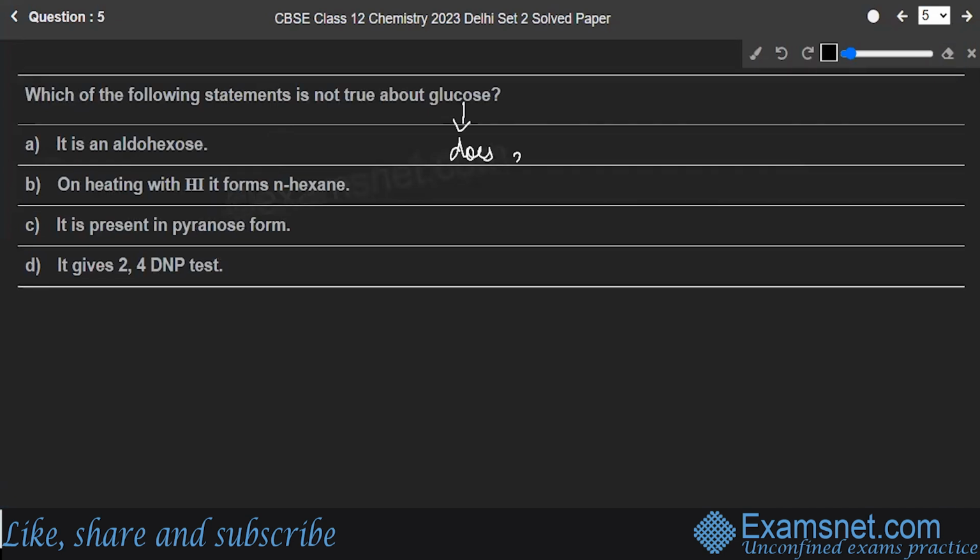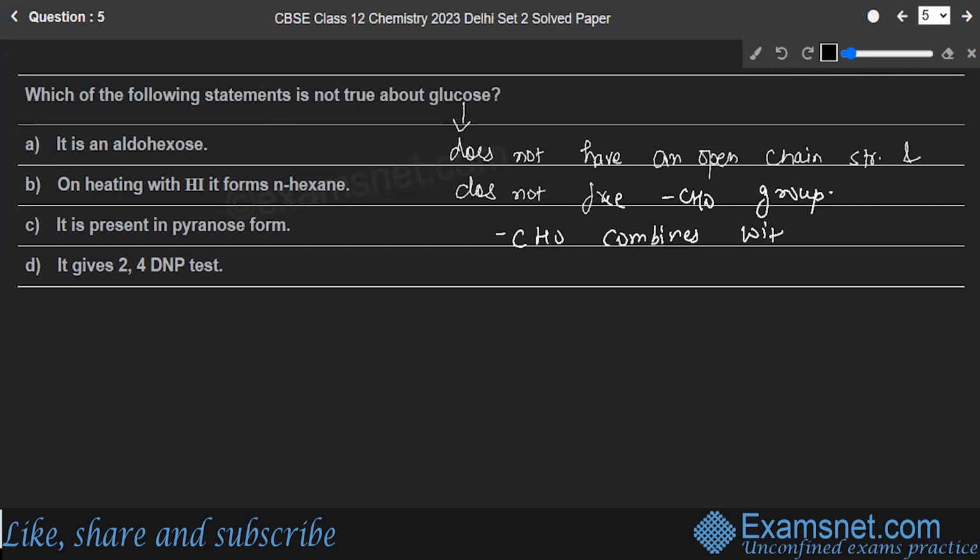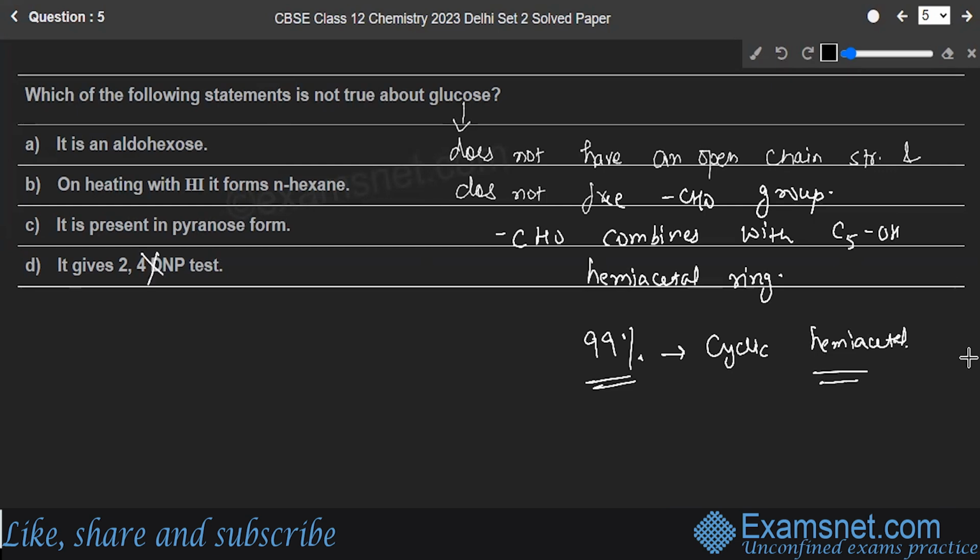Glucose does not have an open chain structure, and hence it doesn't have a free CHO group. Actually, the CHO group combines with the C5 OH to form a hemiacetal ring, which is a six-membered oxide ring. Thus, glucose, largely 99%, exists in cyclic hemiacetal form, and so it does not give the 2,4-DNP test. So this is the incorrect statement in the given question.